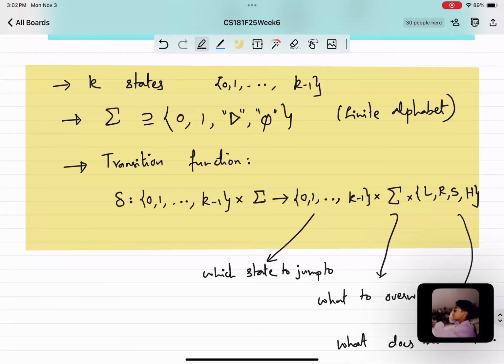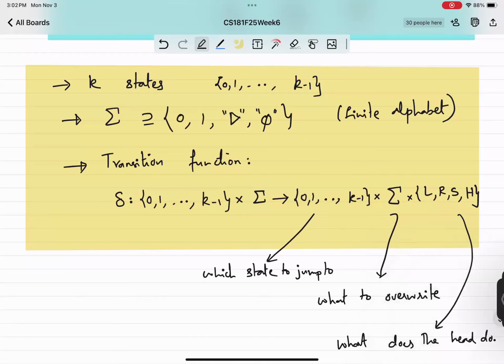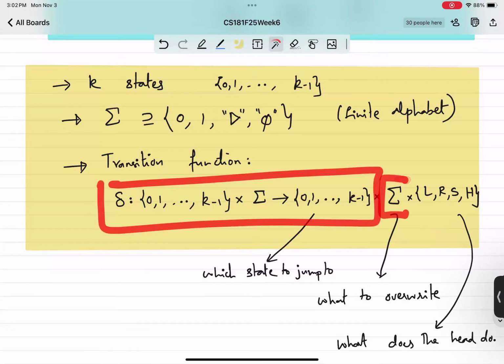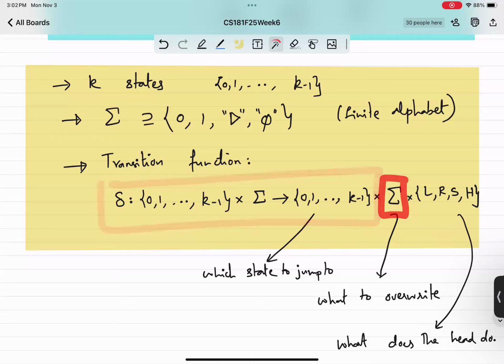Any questions about the ingredients in a Turing machine? It's just a transition function. Mathematically, it is just a function very similar to what we had for a DFA, except in a DFA, we only had this part. Now I'm allowing you to overwrite where you are and to go left, right, stay, or halt. Okay. Any questions about this definition?